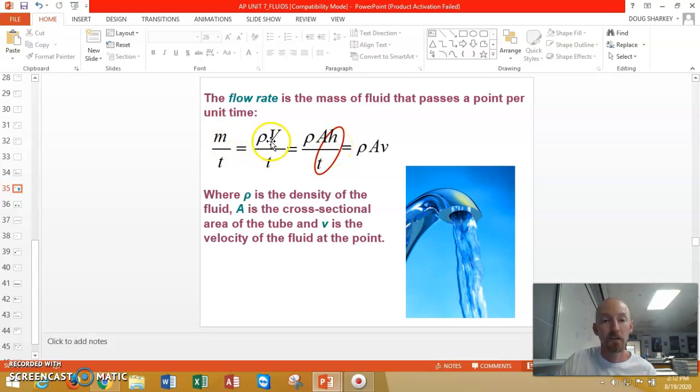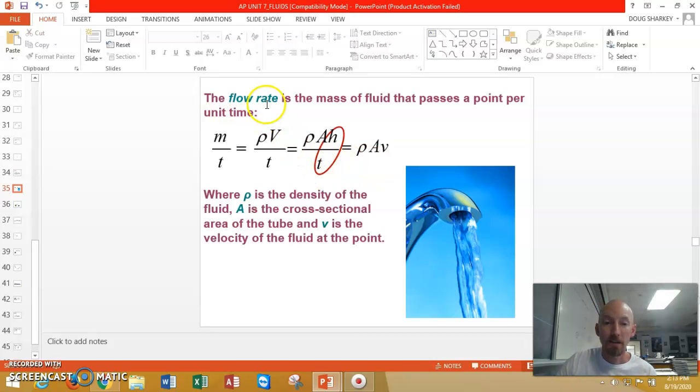So density times volume is really density times area times height. Got it? You may have to go back and follow those steps. And this is all divided by time. Now, when you take height and divide by time, what are you really doing? What is height? Height is measured in meters or feet. It's a displacement. What's displacement over time? It's velocity.